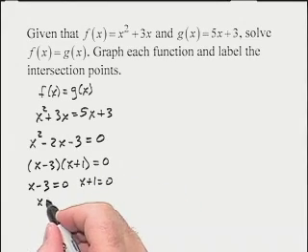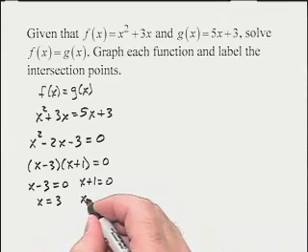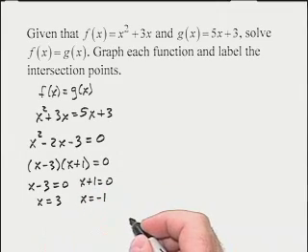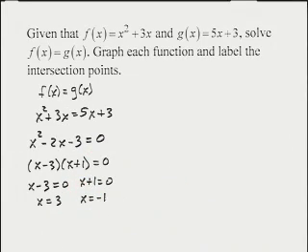The first, we'll add 3 to both sides, get x is equal to 3. And the second, we subtract 1, so we'll have x equals negative 1. So f of x equals g of x when x equals 3 or x equals negative 1. We're going to need the intersection points, which is an x and a y.